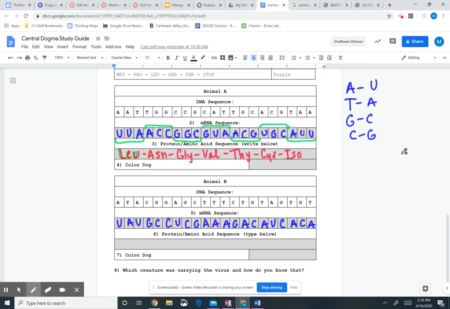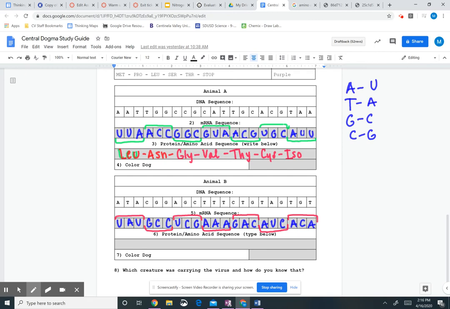And you're going to go through the same process down here. So you're going to pair them off into threes. And then you guys are going to determine what they code for. And then there's one more step after this.